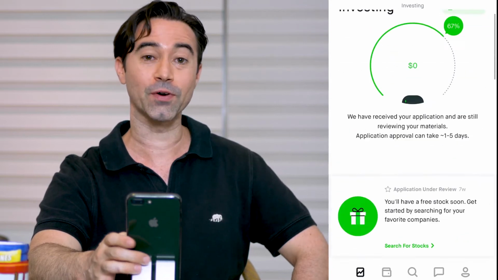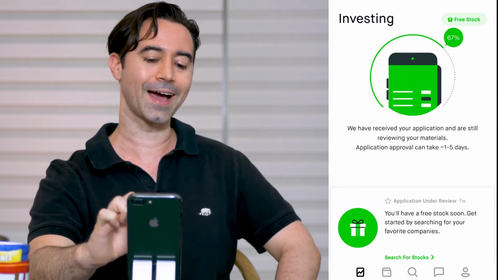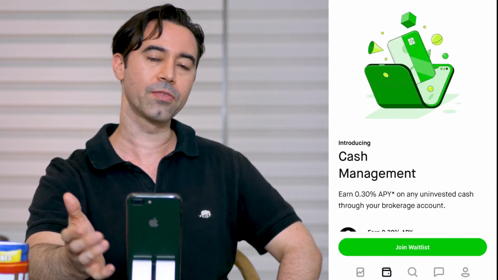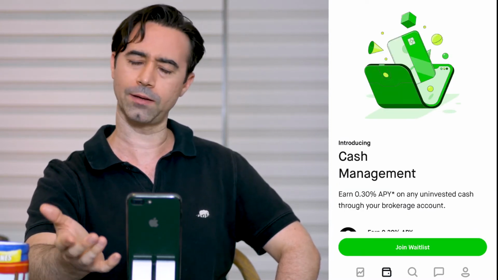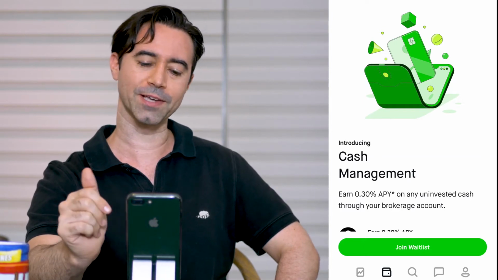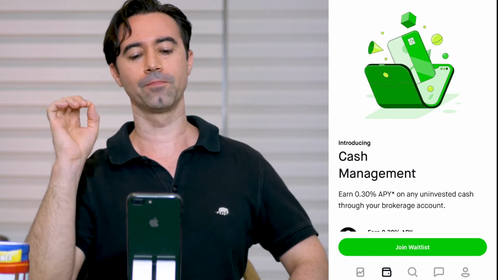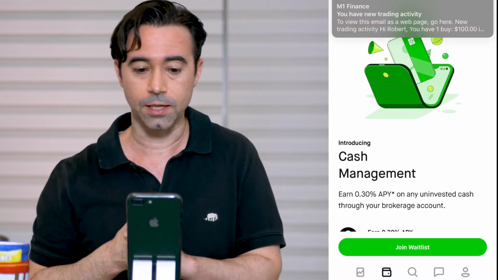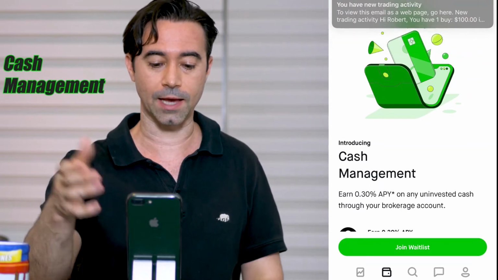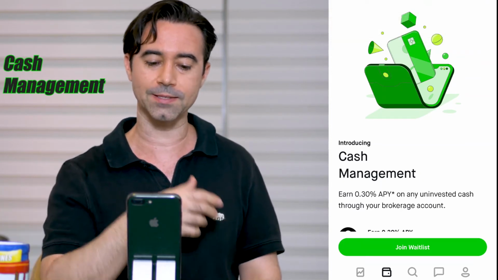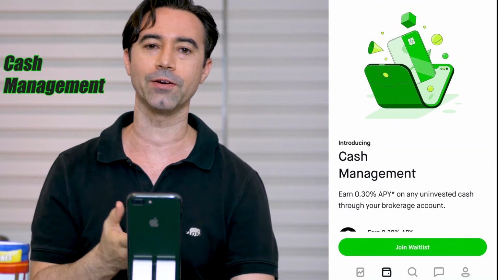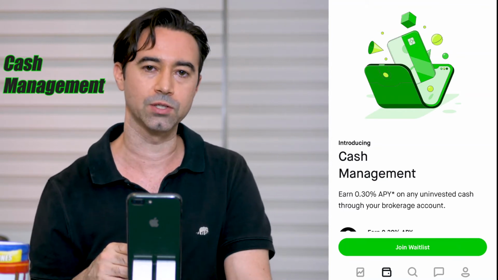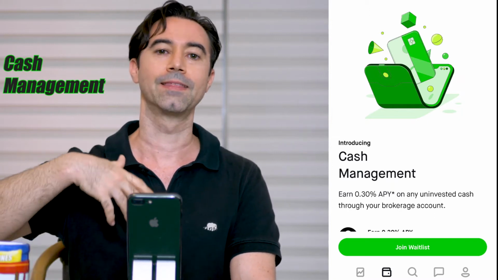That's everything on that first little bottom icon that looks like a chart. Next, we're gonna go to the thing that looks like a debit card or a wallet. Actually, that's probably a wallet. Yep, it looks like a wallet. So this is cash management. Rolling out soon is something that's called cash management. And what's great about this is it's actually a higher annual percentage rate that it pays than many other banks.